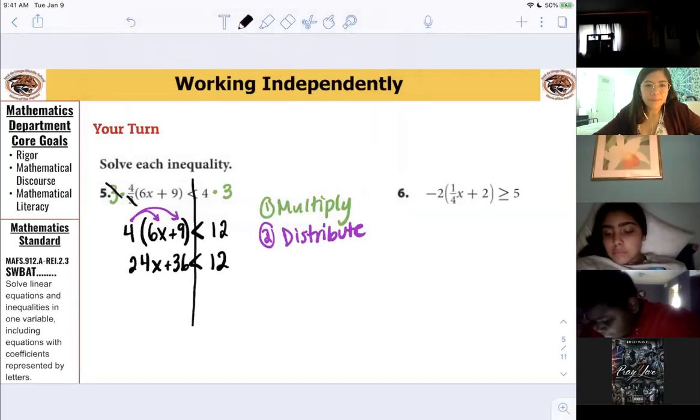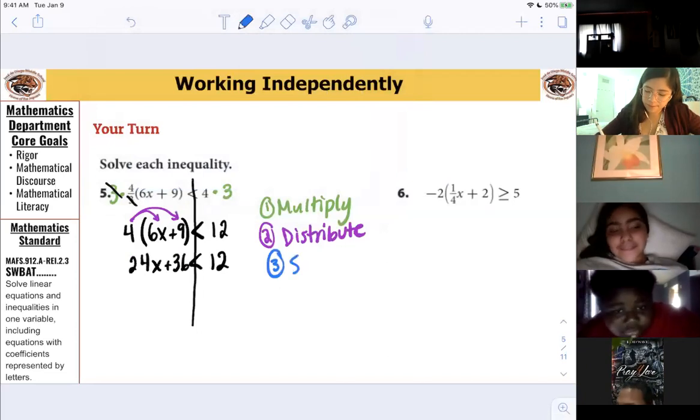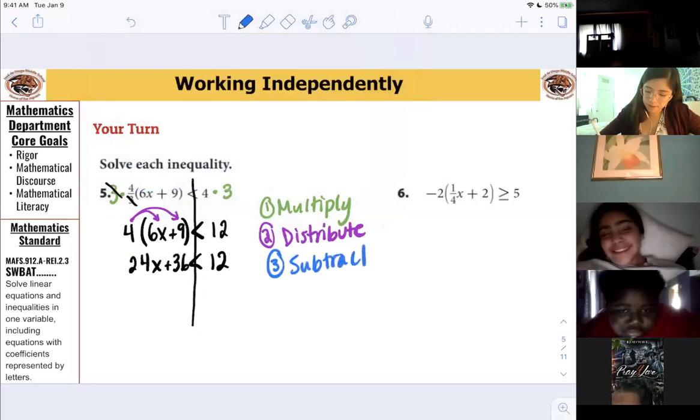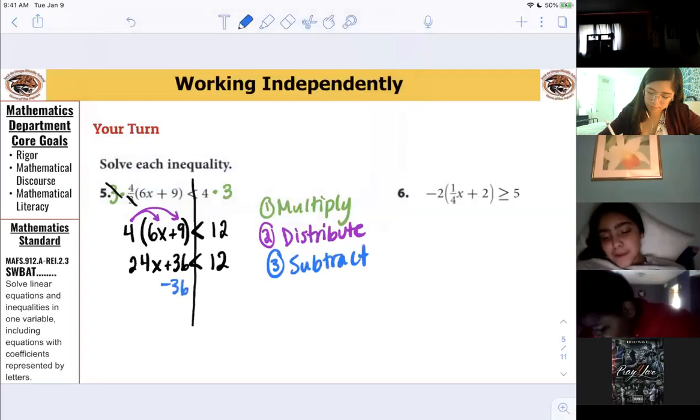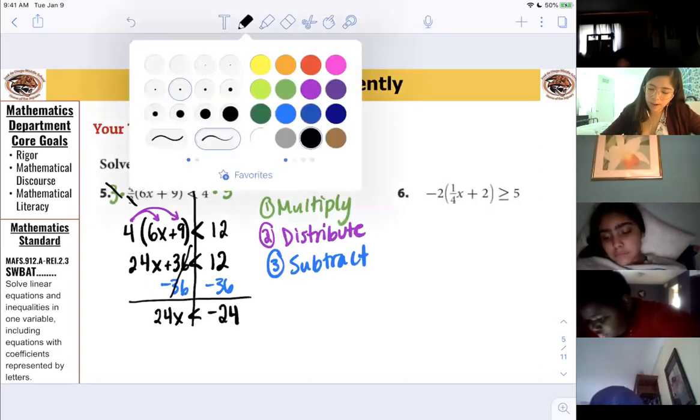All right. I've distributed. What do I do now? Subtract 36. Yeah, subtract 36. 12 minus 36. What's that going to be? Negative 24. Good. Negative 24, and then final step.